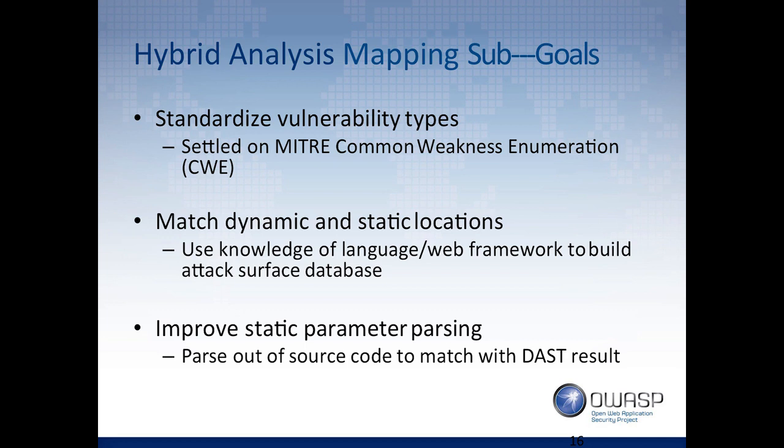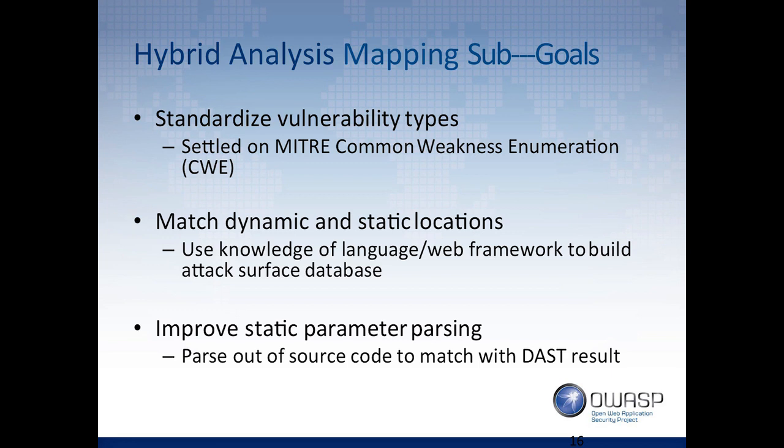Fantastic. Okay, so our sub-goals here: we want to standardize the vulnerability types. And we settled on the MITRE CWE, or Common Weakness Enumeration. I've said before, and talked to the folks that run the CWE, that it's like the democracy of vulnerability taxonomies. It's the worst one available, except for all the other ones that have ever been made. So I have actually come to grudgingly like CWE. It's a little sprawling in places, but it gets the job done.